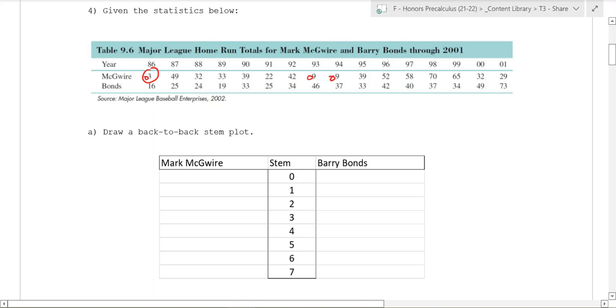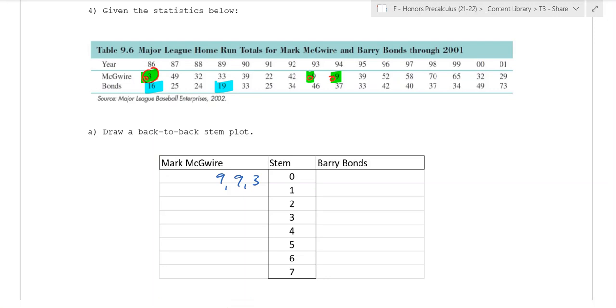When you fill in this back-to-back stem plot, let's look at Mark McGwire here. There are 3 numbers that begin with 0: 03, 09, 09. So you list all of those out right here. There's a 9, a 9, and a 3. They all begin with 0. And are there any for Barry Bonds? There are not. What about starting with 1? There's nothing for Mark McGwire, but if you look here for Bonds, you have 16, you have 19. Are there any others? There are not. So what you put on the other side is a 6 and a 9 right there.